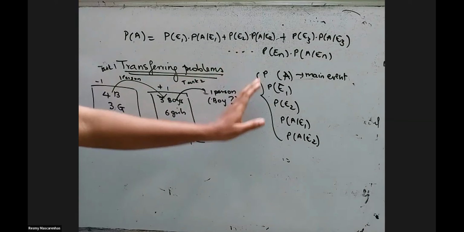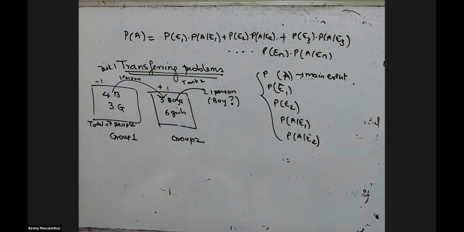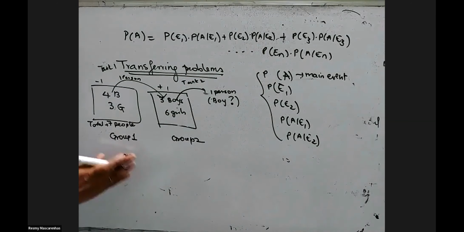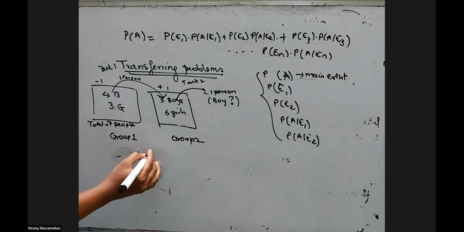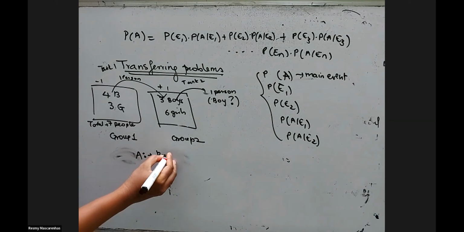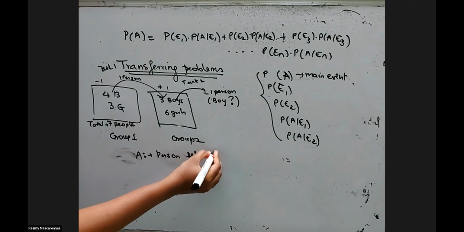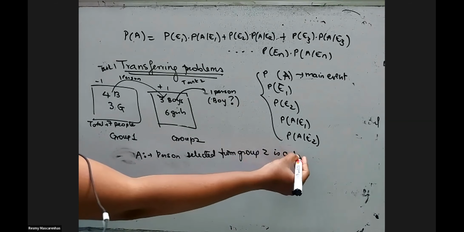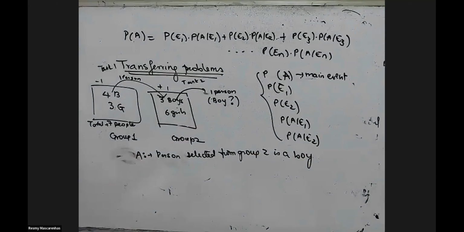No matter what the problem is, this sequence is fixed, so we'll start framing it. Your P of A is your main event. A is what? A is that the person selected from group 2 is a boy, because that is the question asked, and that always becomes the main event. We need to find the probability of A. So this part is done.